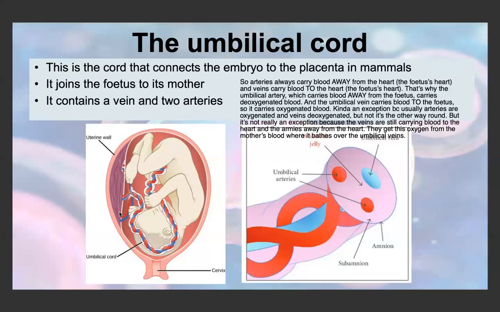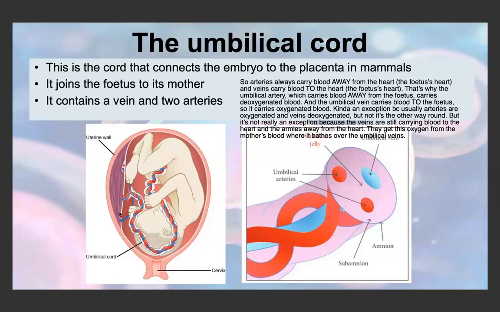However, when we look at the baby, in the fetus, it's not yet breathing on its own and its heart is not yet making its own oxygenated blood, which means that the mother has to do it for the child. That's why the umbilical vein, which carries blood to the heart, has to carry oxygenated blood to the heart, so that the heart has a supply of oxygen, which it will then pump to the rest of the body.